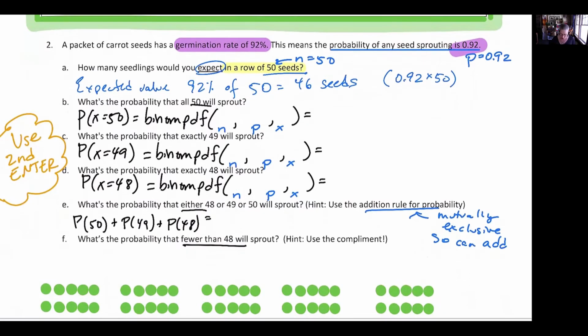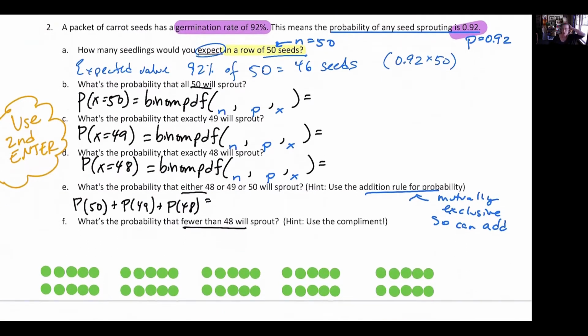Okay, now let's move on to the calculator portion. So we want to know what's the probability that 50 will sprout. It's not saying it, but what it means is exactly 50 will sprout. So what I'm trying to find is the probability that x equals 50. So I want to find the probability that all 50 sprout. So I'm going to put that 50 here. That's the x. But the other 2 come from above. n is 50 and p is 0.92.